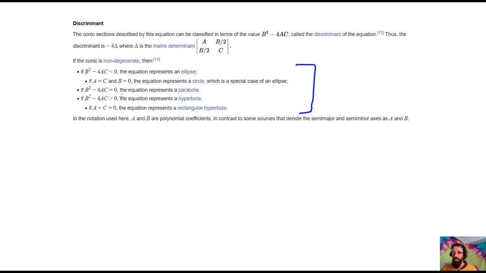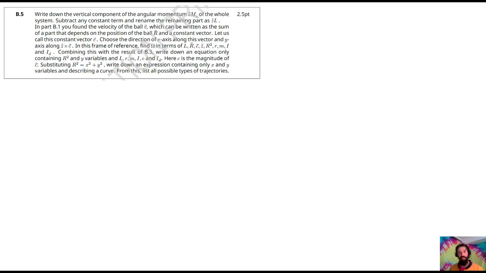Okay, so this is the basics of conics I just wanted you to know before we go and explore part B5. Let's do that now. So part B5 is quite a long question with quite a few subparts. I've got it up on the screen here. What I want to do is just break this down and do it part by part.